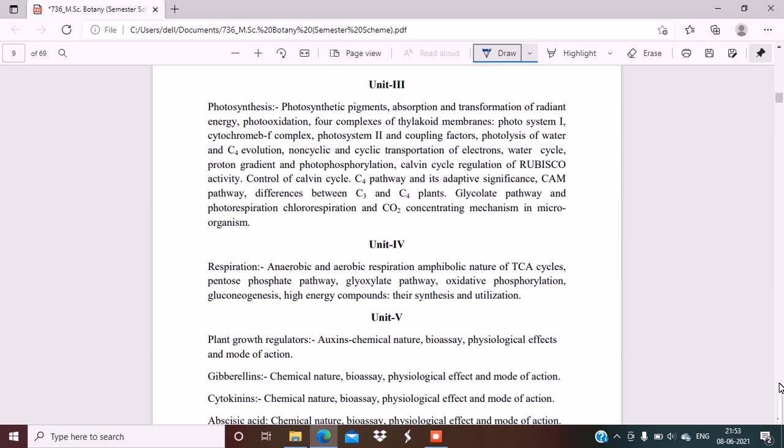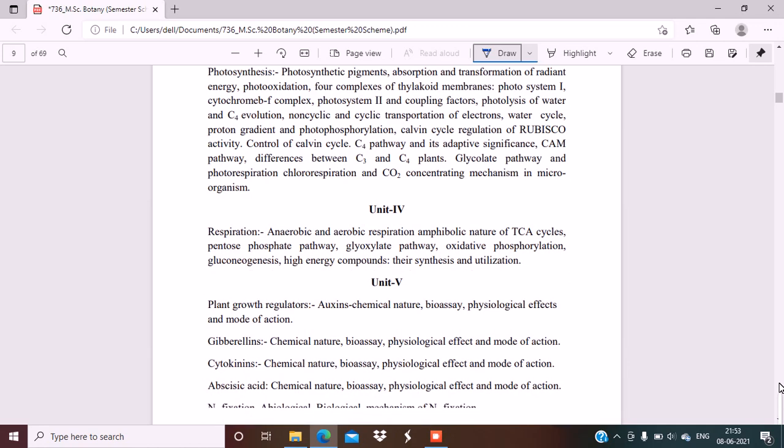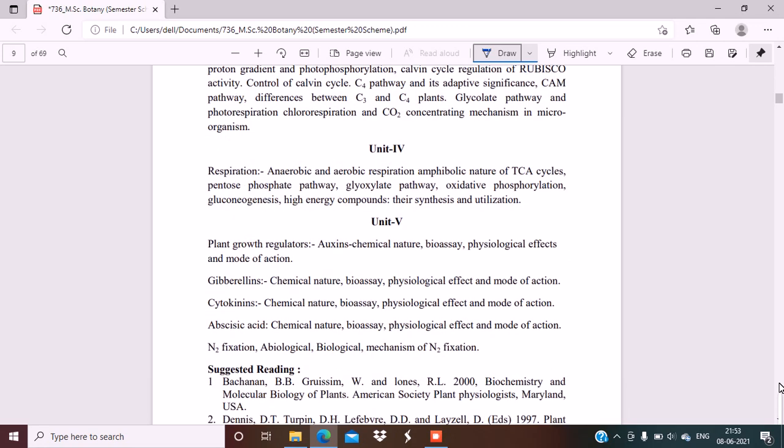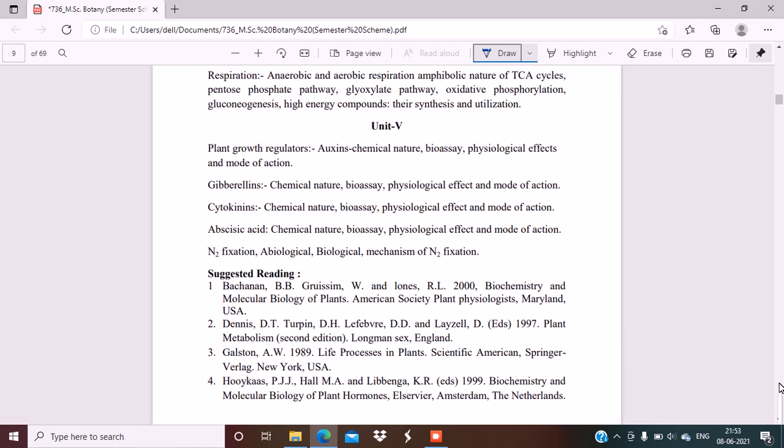Then the next topic is plant growth regulators. This also first you study from Pradeep's biology and then from books like V.K. Jain and Srivastava. The topics, unit 5, are plant growth regulators: auxins, chemical nature, bioassay, physiological effects and mode of action. Next is gibberellins: chemical nature, bioassay, physiological effects.